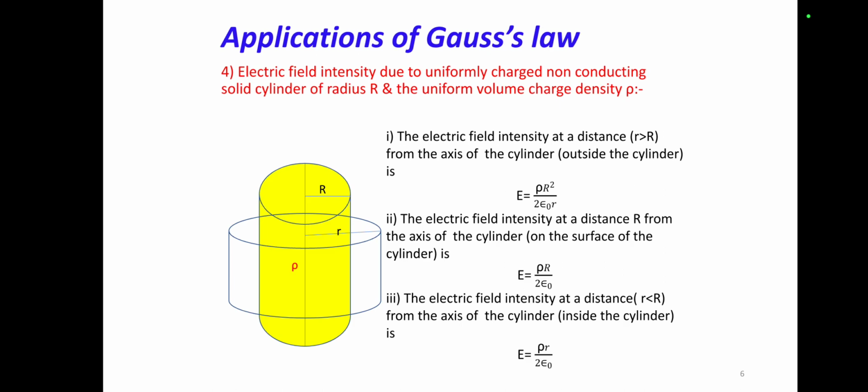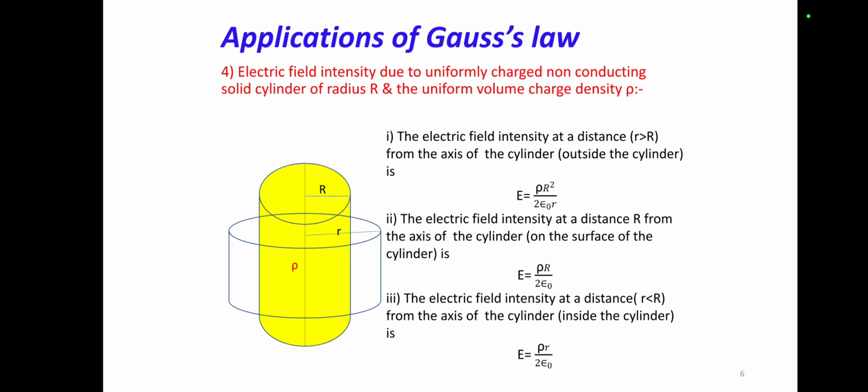So another application of Gauss law is the electric field intensity due to a uniformly charged non-conducting solid cylinder of radius capital R and uniform volume charge density rho. Again, I am mentioning that the electric field intensity is due to a uniformly charged non-conducting solid cylinder of radius R and uniform volume charge density rho. So again here there are 3 types.